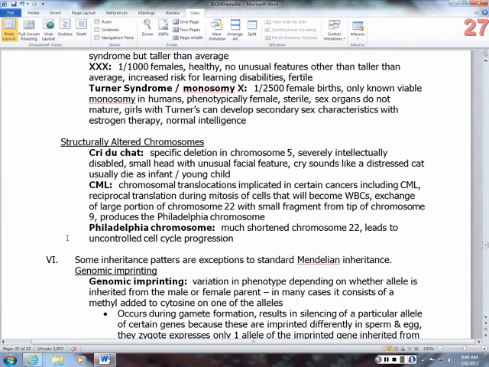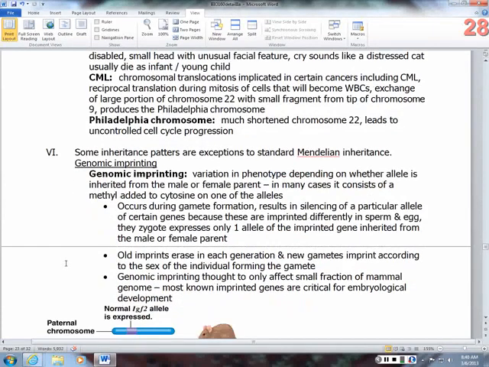So CML, chronic myelogenous leukemia. Chromosomal translocations are implicated in certain types of cancers, and this is one of them. It's a reciprocal translocation during mitosis of the cells that will become your white blood cells. A large portion of chromosome 22 gets exchanged with a smaller fragment from the tip of chromosome 9, and it produces what they call a Philadelphia chromosome. It's going to be a much shortened chromosome 22, and what is missing leads to uncontrolled cell cycle progression, which is why in a cancer the cell cycle is thrown off.